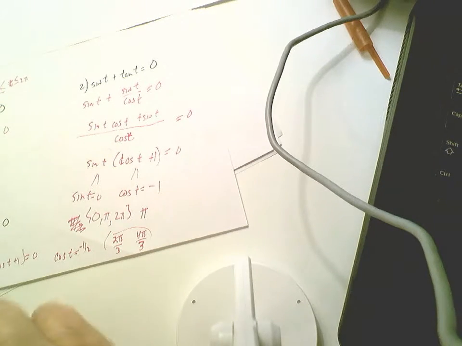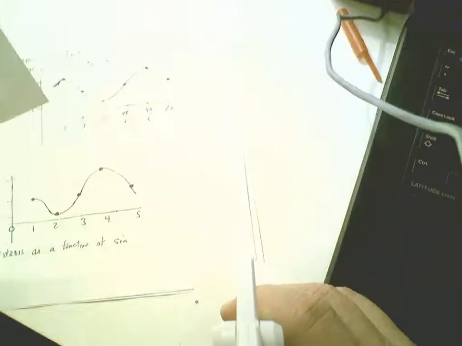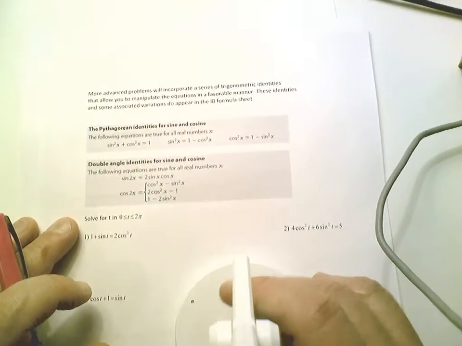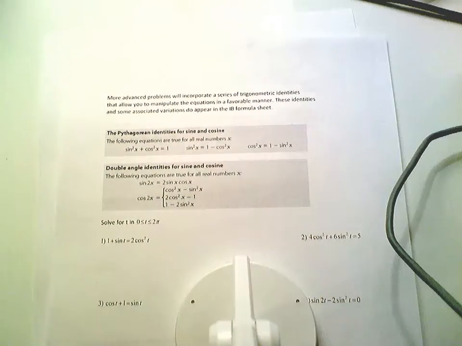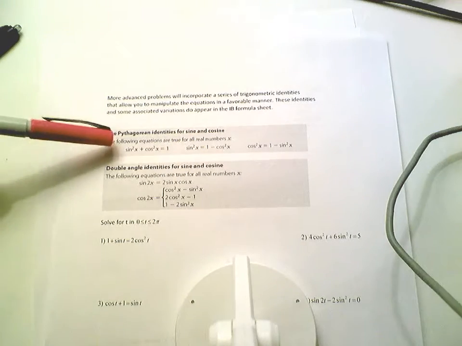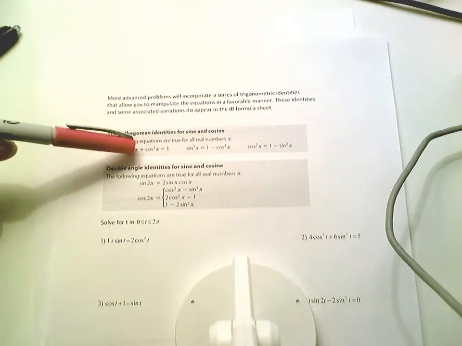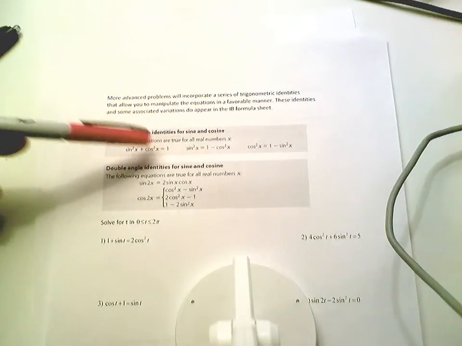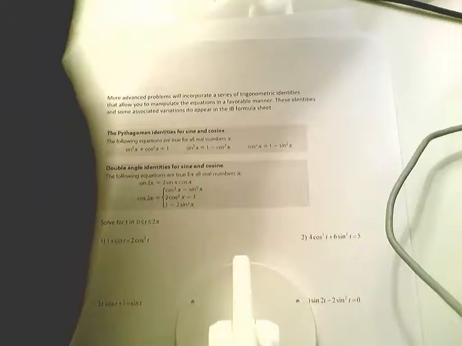All right, so now we've walked through a lot of the basics here. Now, let's go ahead and move forward into use of identities. On our formula sheet, and one of the nice things, we don't have to derive any of these. Sine squared t plus cosine squared t, whatever angle you use, is equal to 1. It's the great Pythagorean identity.